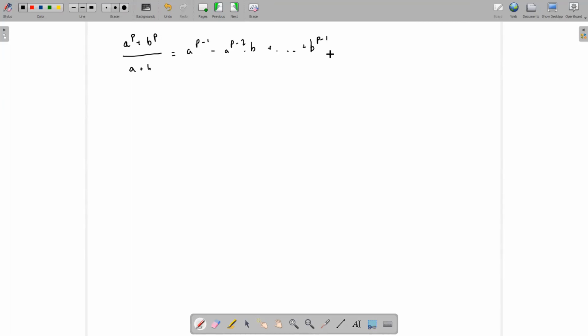Right. Go ahead. Now you subtract from this a to the power of p minus 2 into a plus b. What do I subtract? A to the power of p minus 2, into the whole a plus b.